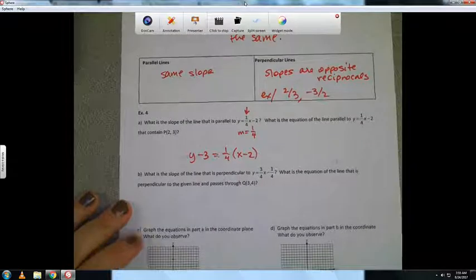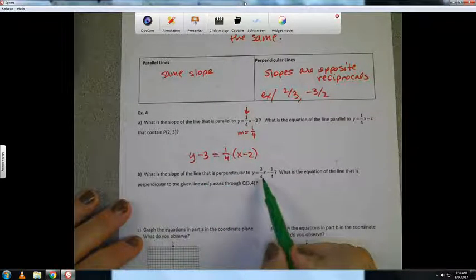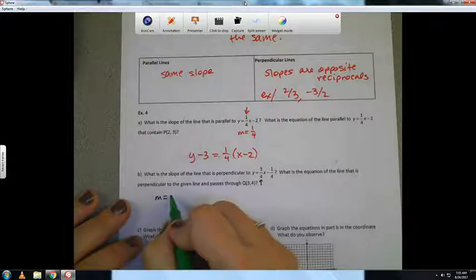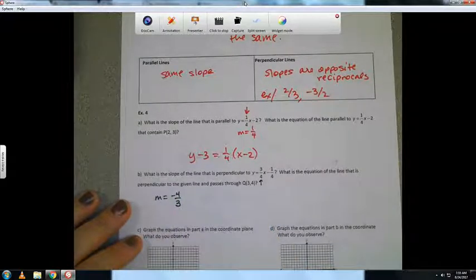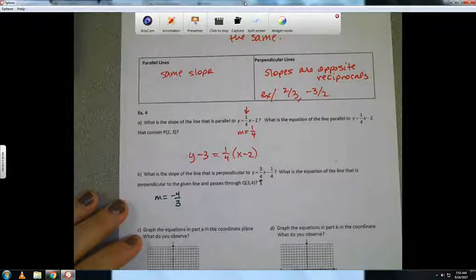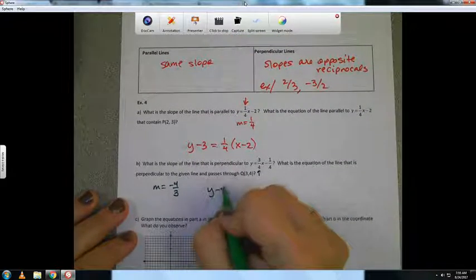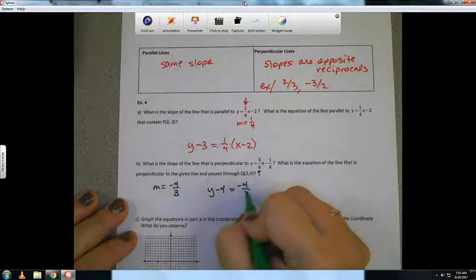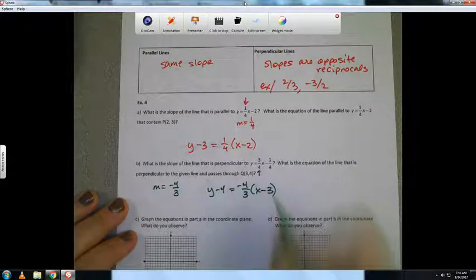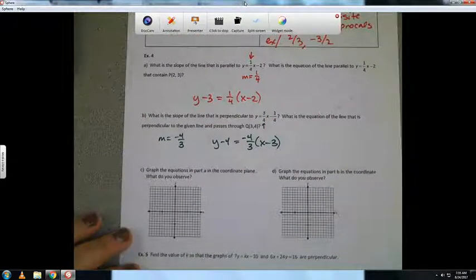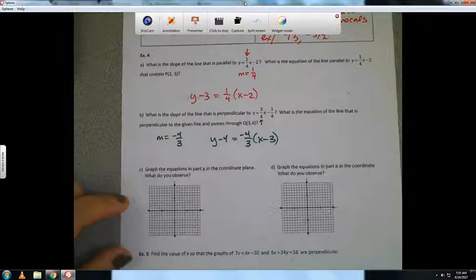What is the slope of the line perpendicular to this one? Well, we're going to take the opposite reciprocal of 3/4. What is the equation of the line perpendicular to the given line and passing through (3, 4)? Again, use the point slope form: y minus 4 equals -4/3 (x minus 3). Look, we're like mowing this down. It's so nice. Graph the equations in part A in the coordinate plane, and what do you observe?